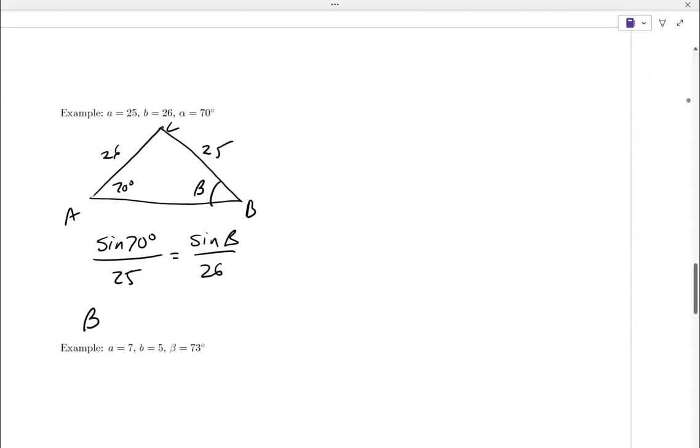So if I do all of that at once, I would have 26 sine of 70 over 25 and then take the inverse sine, right? That's what we would get. What do you get for that? 77.76.